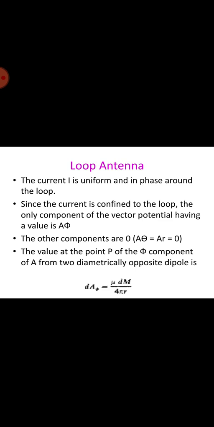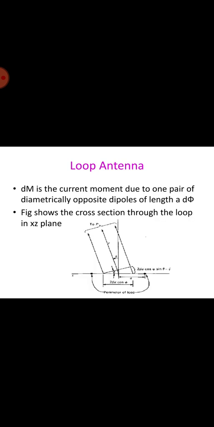This figure is the cross section of the loop in the xz plane. Referring to this, the resulting moment dm at a large distance due to a pair of diametrically opposite dipoles is dm equal to 2j I into a d phi cos phi sin psi by 2, where psi is equal to 2 beta a cos phi sin theta radians. Introducing this value of psi, we get dm is equal to 2 I j a cos phi sin of beta a cos phi sin theta d phi.